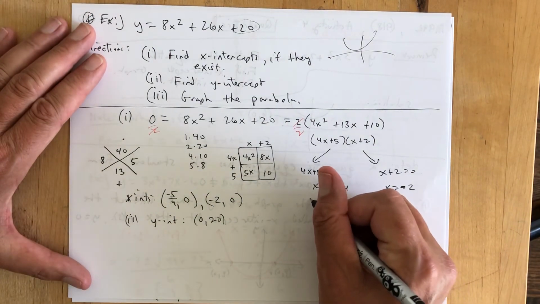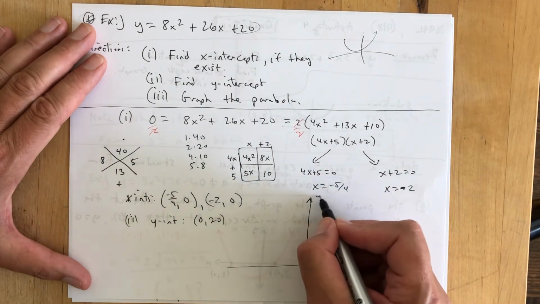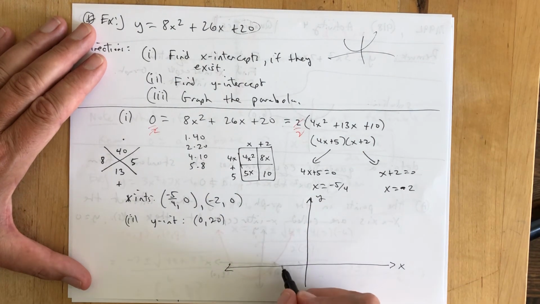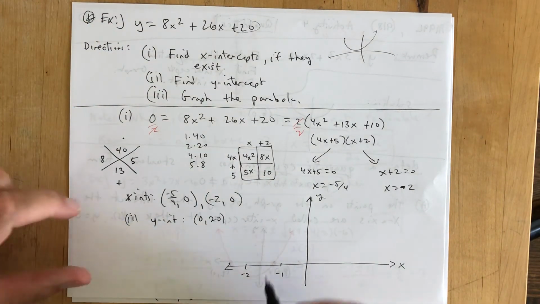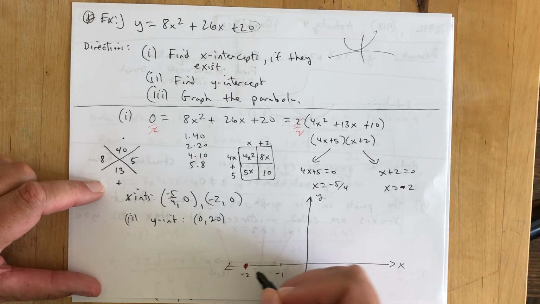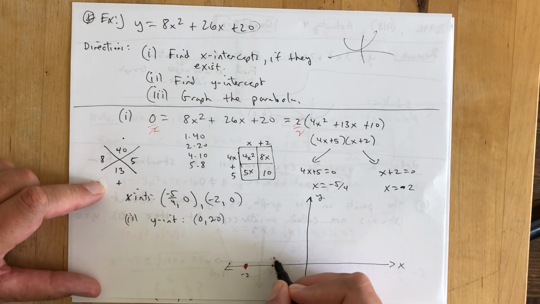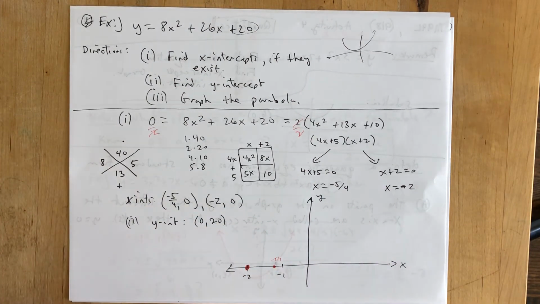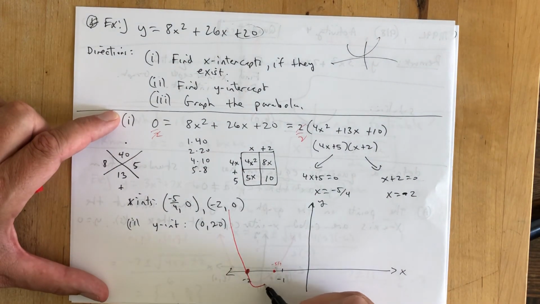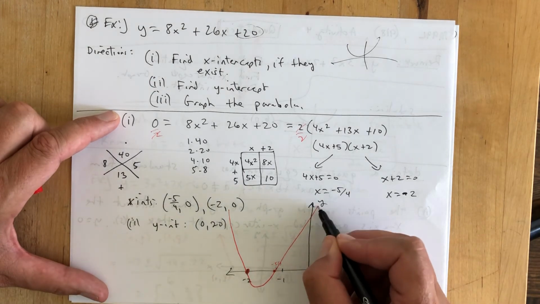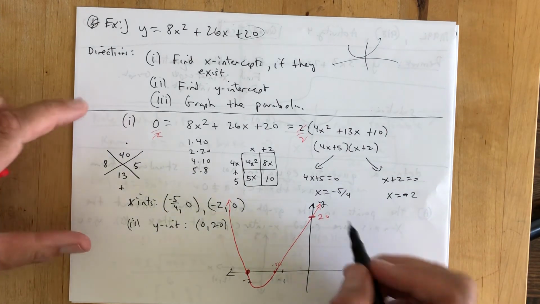So let's do this now. We're going to graph x, y, like this. Minus 1, minus 2. So one of the x-intercepts is at minus 2, 0. The other is at minus 5/4, which is about right here. And this is going to be very sloppy, but it opens up and intersects way up here at y equals 20. And there's the y-intercept.